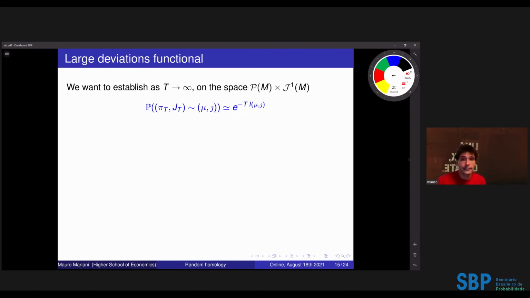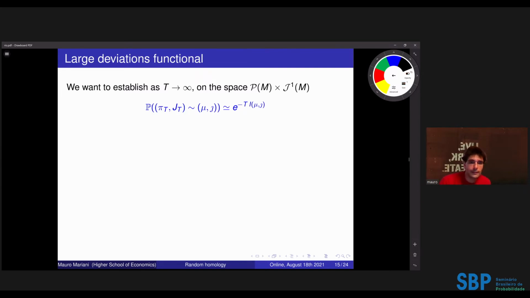So the only zero of this functional, which I will write in a second, will be the limit. As a consequence, it is the only place where its probability is close to 1, and it will be the limit of PTJT in probability in particular.